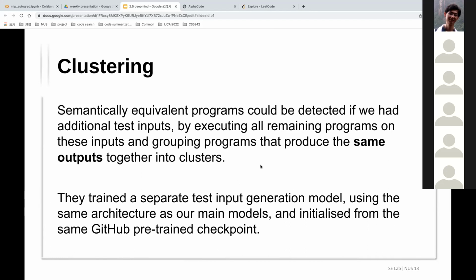Suppose the input is just an array, right? So we can just generate an arbitrary array as a test input. Why do we need a model to do that? For example, suppose the input is two integers. The first integer is A, the second one is B, right? So we can just generate a test input. Why do we need a model to do that?